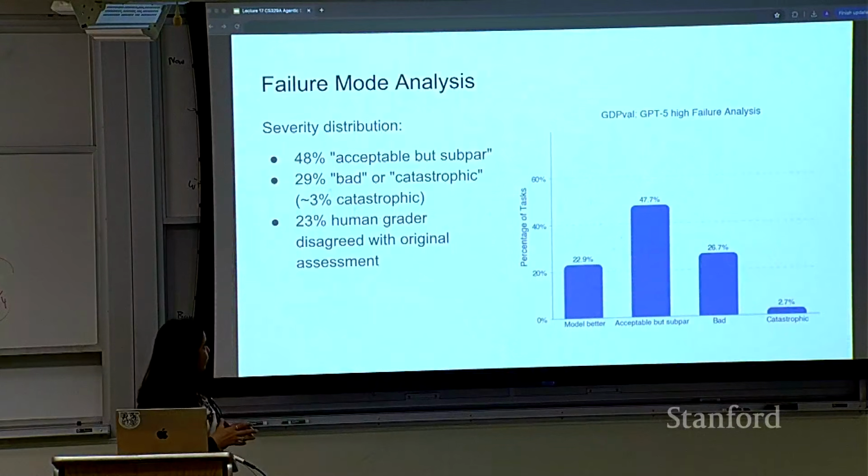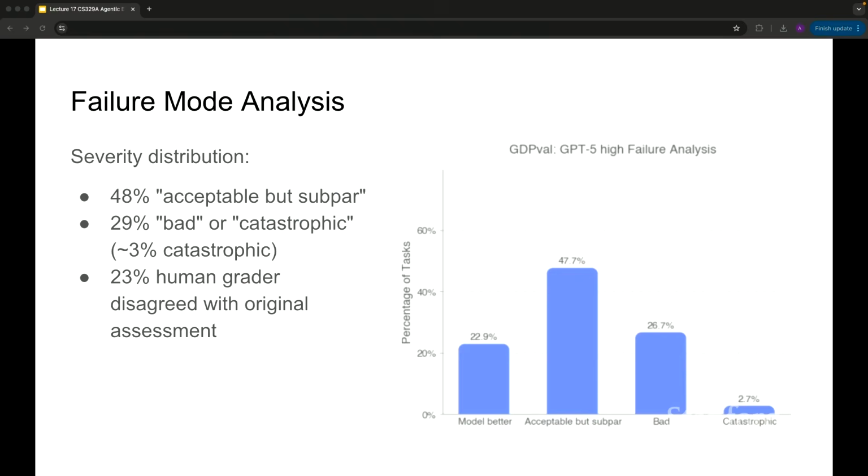Okay, and then in terms of more on the failure modes, this was basically measuring whether GPT-5, if you look at the percentage of tasks that will generally be seen as acceptable but subpar, if you delegated that task to the model, what they found was that roughly half the tasks were acceptable but subpar, but then only 20% of the tasks fell somewhere like, okay, the model would genuinely be better. And in 29% of the tasks were bad or catastrophic, where the model output was really not acceptable at all.